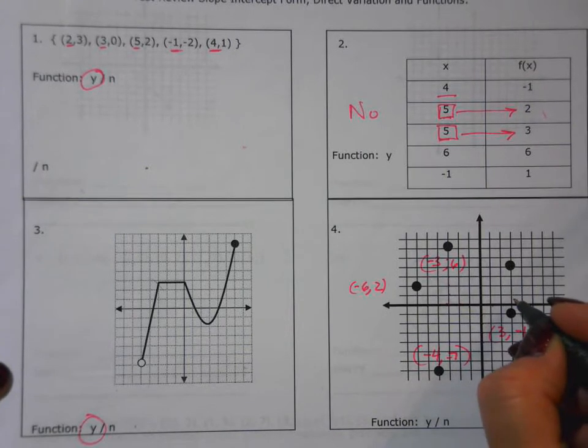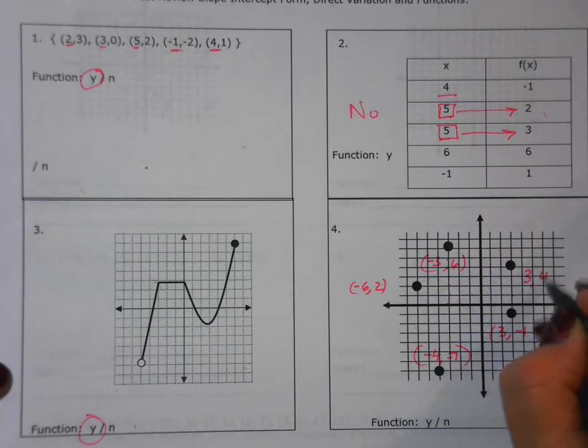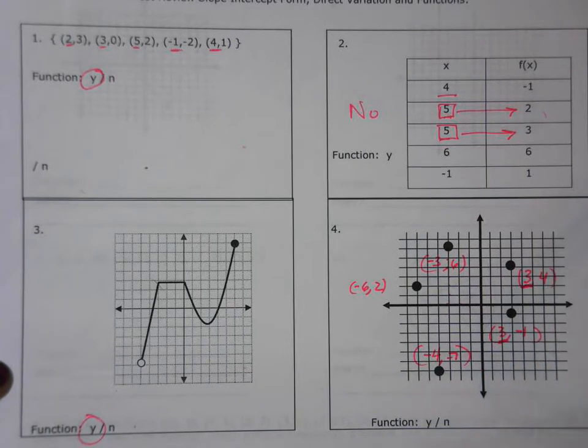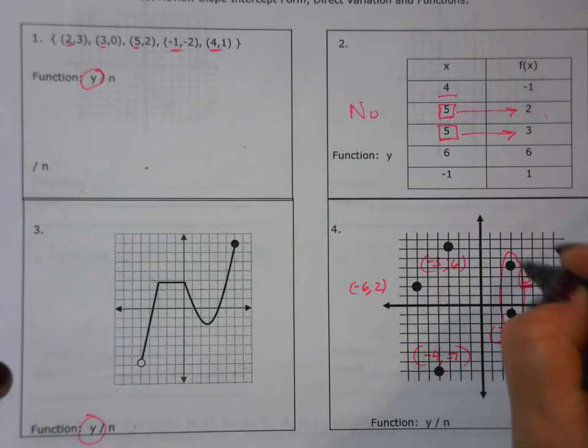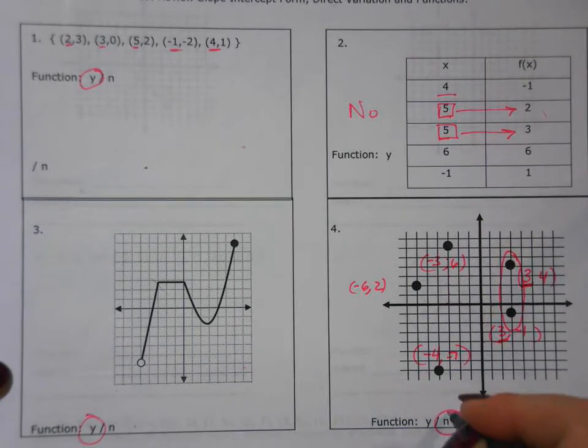we have 3 and 1, 2, 3, 4, and you can see right there that I did the 3 twice, and that was paired with a 4 and paired with a -1, which are on the same vertical line, so that means they are not a function.